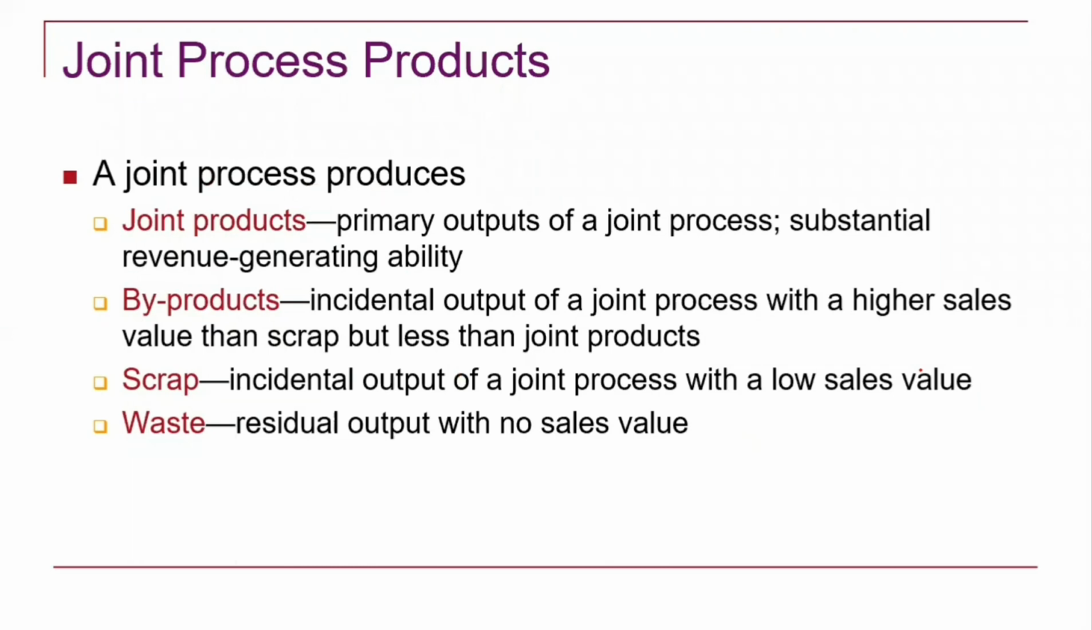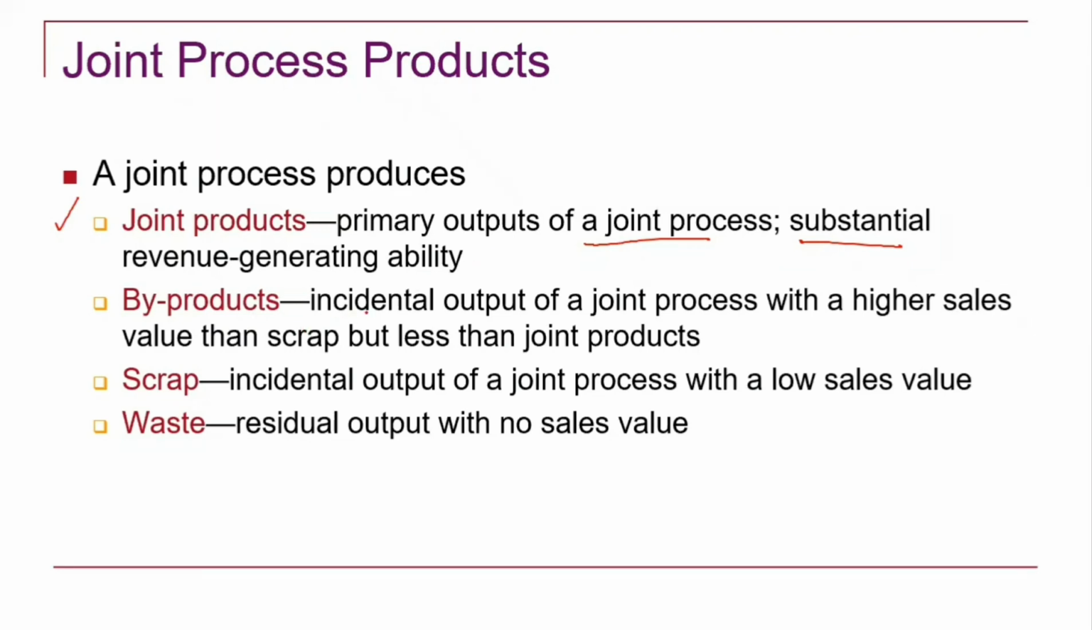So joint process products. So we have the joint products, di ba? Sabi na natin, ito yung primary outputs or major products natin out of a joint process. Sabi rito, substantial revenue generating ability. So mas malaki talaga yung market value ng mga primary outputs.